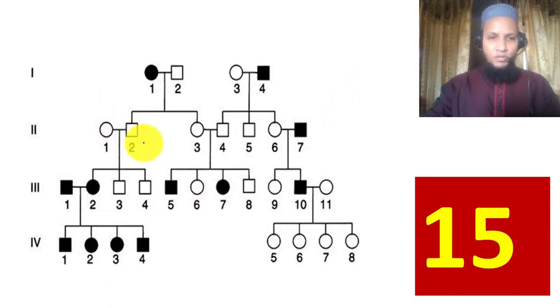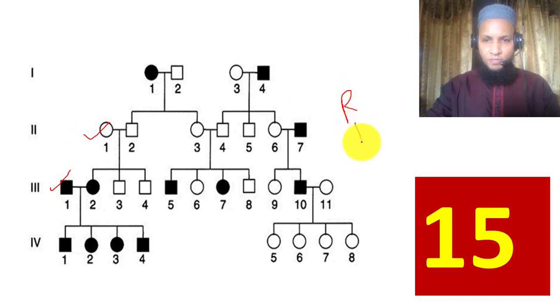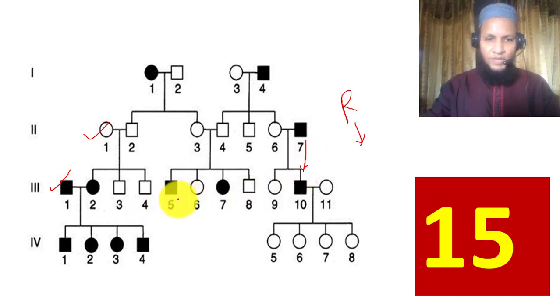In this example, is there any skipping of generation? Yes, there is skipping of generation. We can tell it is recessive. And any sex biasness, any male to male transmission? Yes, here there is male to male transmission, and both males and females are affected. So this is autosomal recessive.